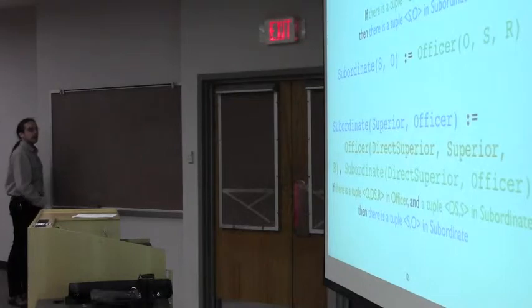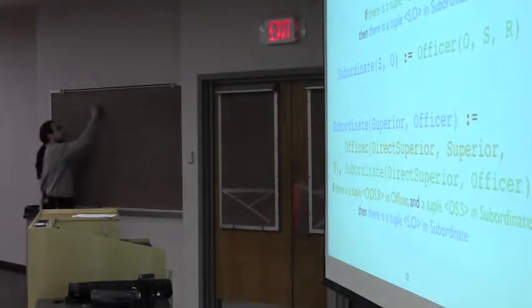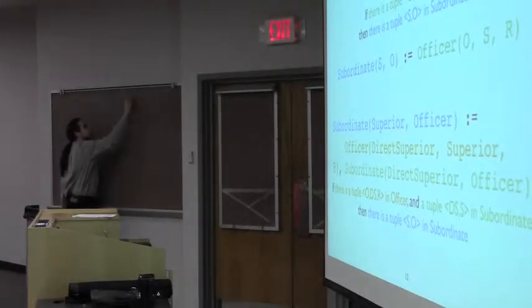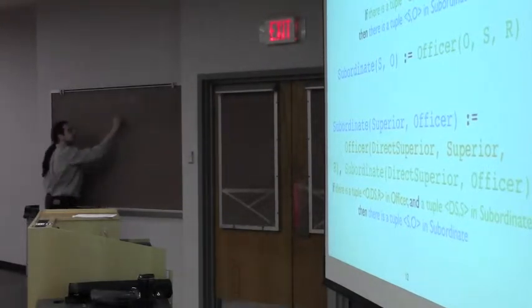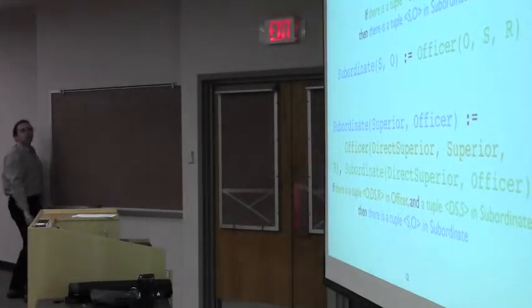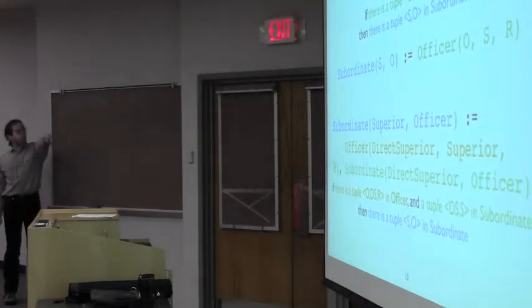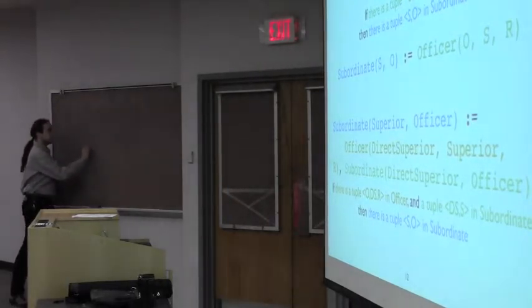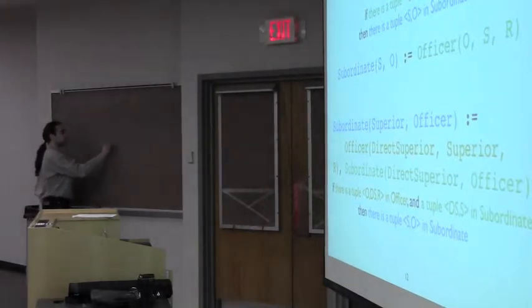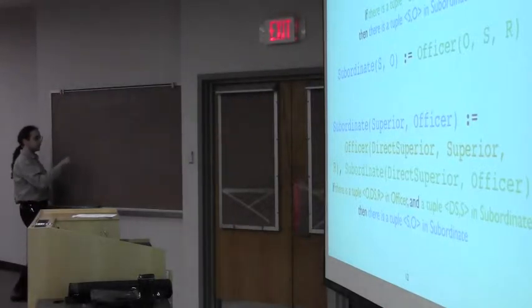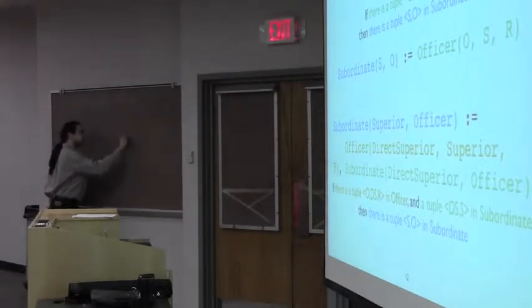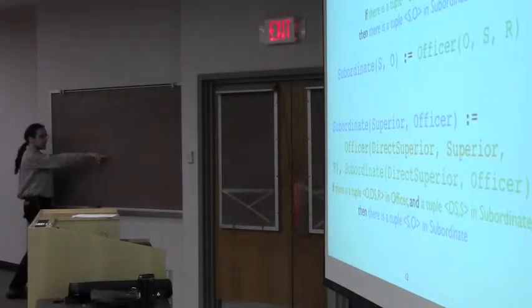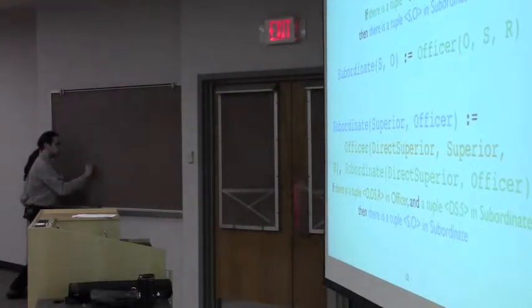So we know that officer Spock. We have Officer Sulu, whose superior is Spock. And from this we can infer that Spock has a subordinate Sulu, and, well, let's add Chekhov. So we have Spock has a subordinate Sulu. We have Sulu has a subordinate Chekhov.